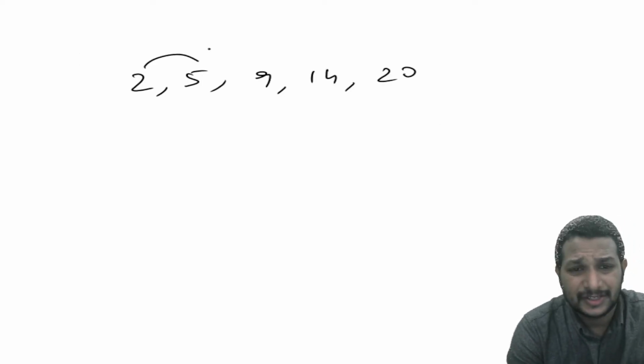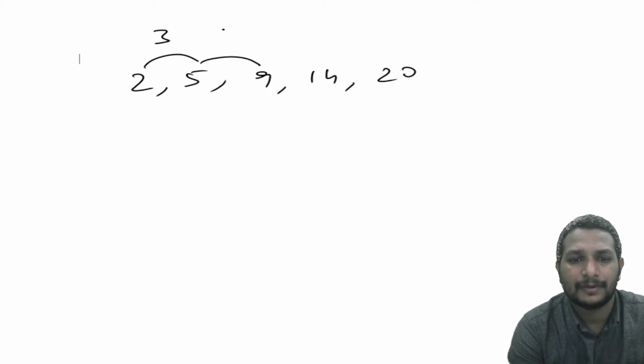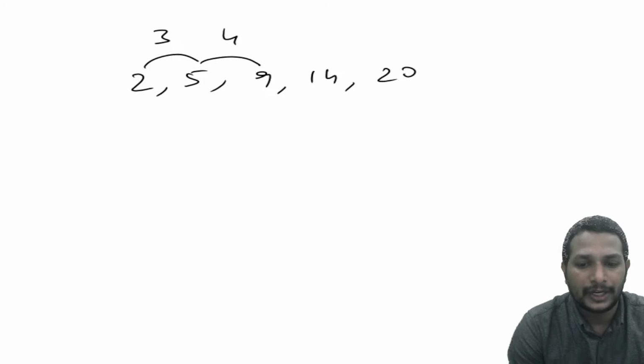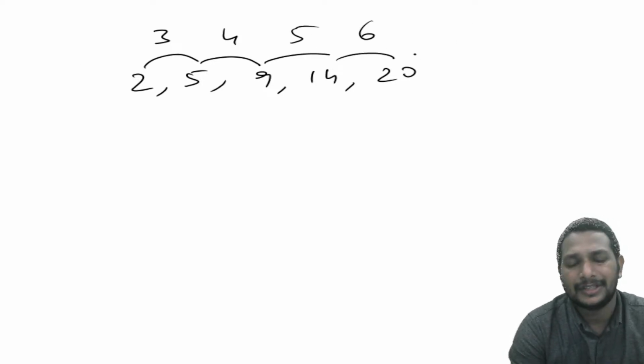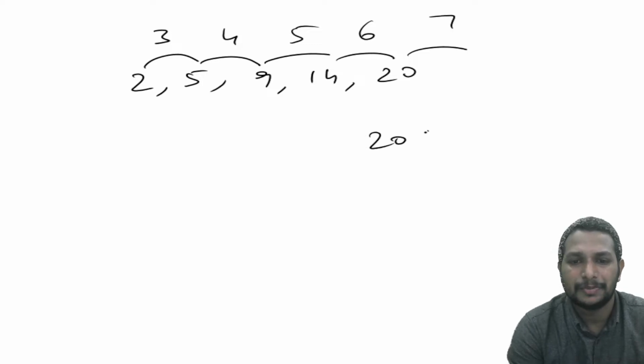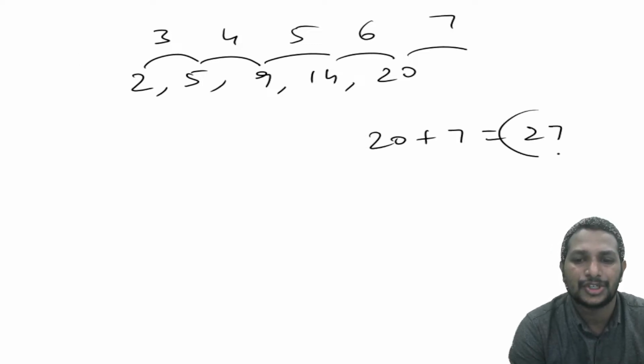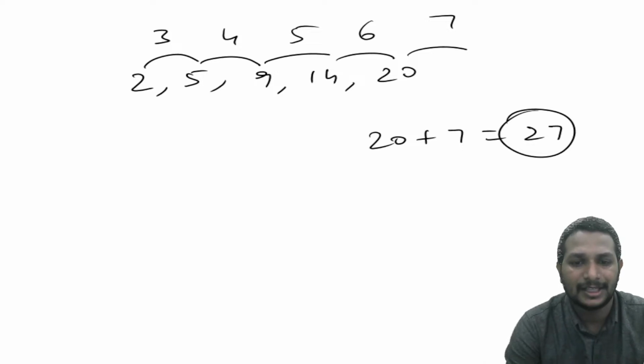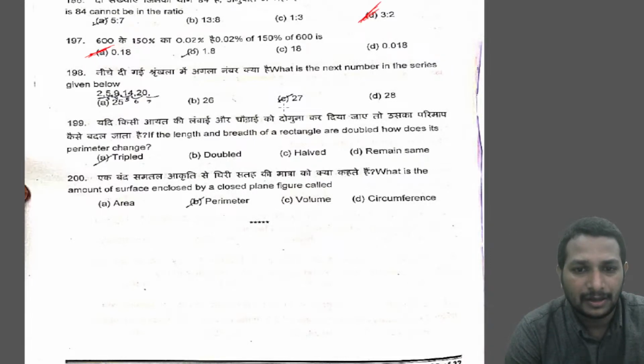If you check the differences, 5 minus 2 becomes 3, 9 minus 5 becomes 4, and 10 minus 9 becomes 5. The differences are 5, 6, 7, so 20 plus 7. So the answer for this question is 27. That's nothing but option C.